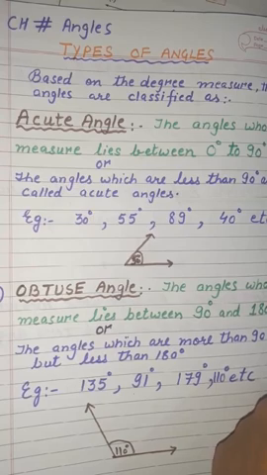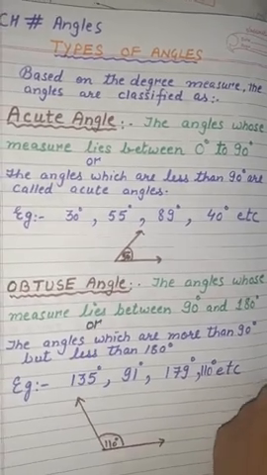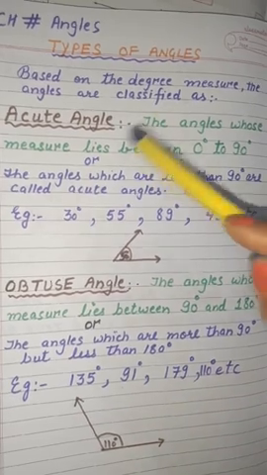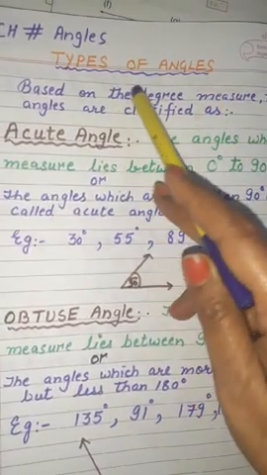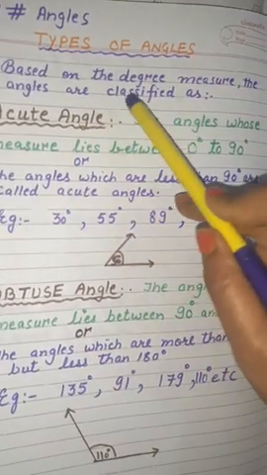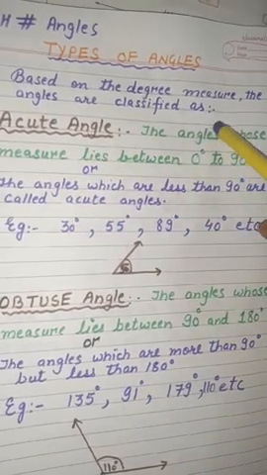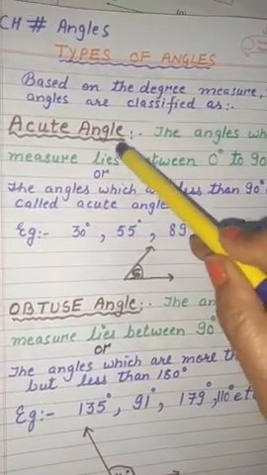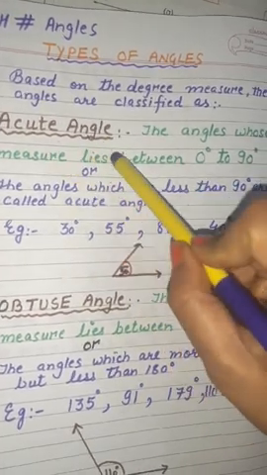In the previous video, we learned how to construct angles. Today, we will learn how to classify angles, that means what types of angles there are. Based on the degree of measurement, the angles are classified as follows. The first type is the acute angle.